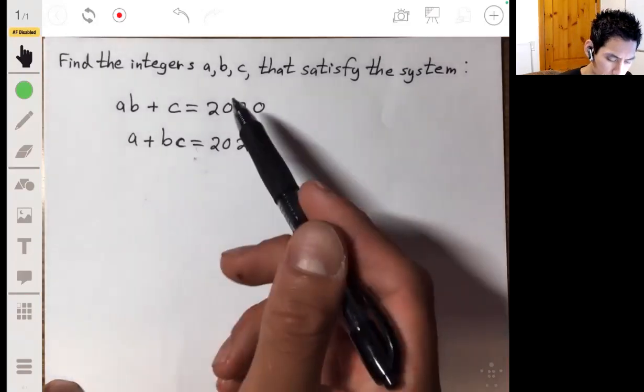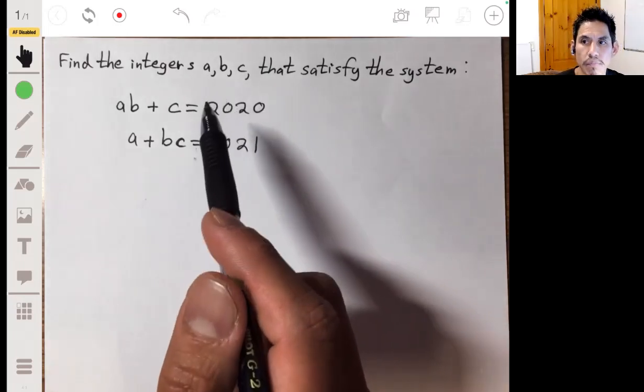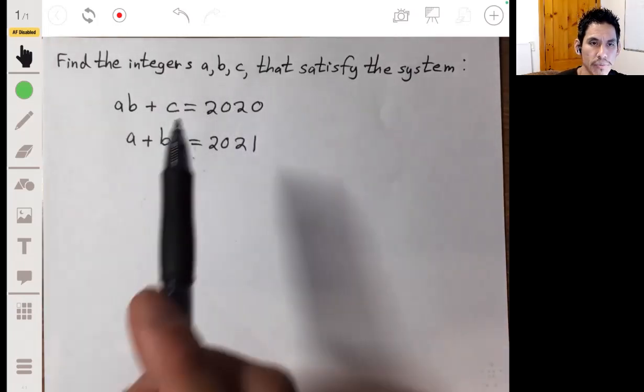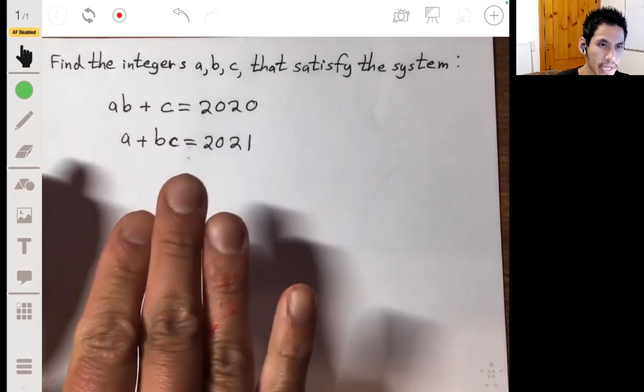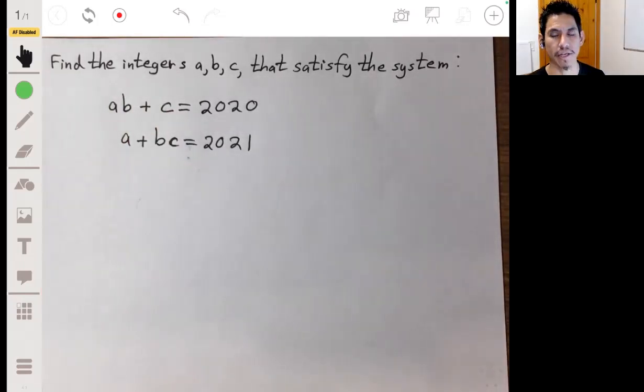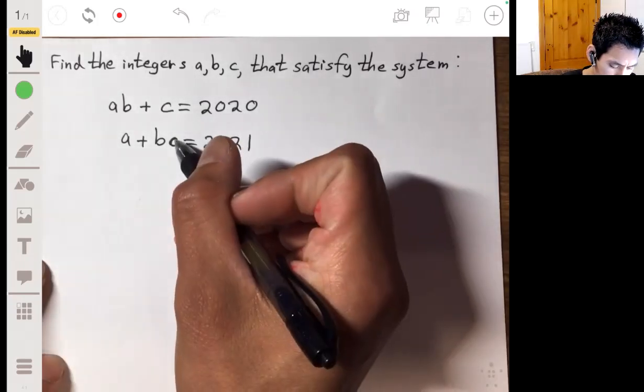Okay, so let's look at this Olympiad math problem. Here we're going to solve for the values of A, B, and C, and we are told that they're going to be integers, so they're not going to be decimals or rational numbers or anything like that. We cannot use a calculator.